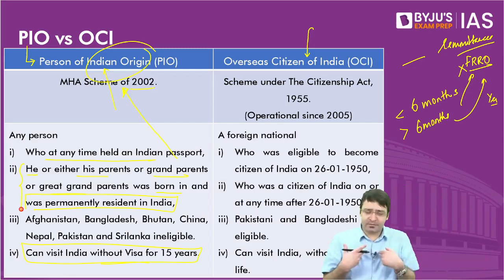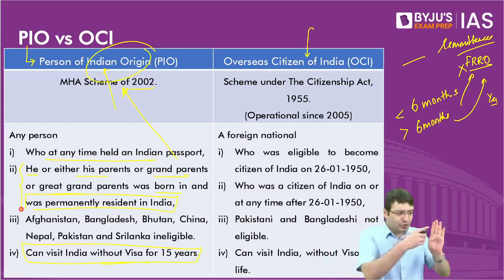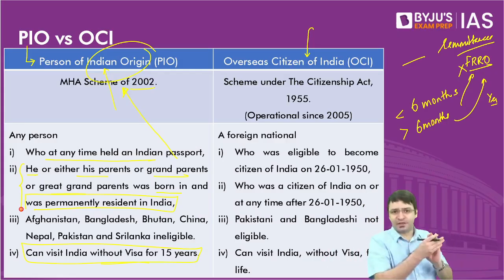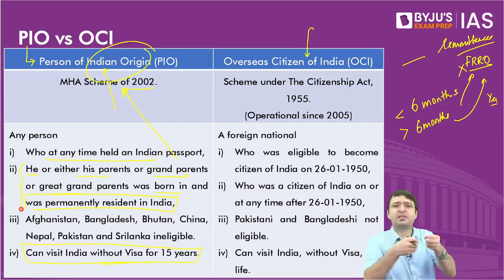The government is telling me, if you wish, apply for this card known as PIO card. And using this PIO card, you can come to India without any visa for 15 years. If your stay is for less than 6 months, you don't have to report to the police. If your stay is for more than 6 months, you have to report to the police. That means we want to ensure that you can seamlessly enter India and leave India.